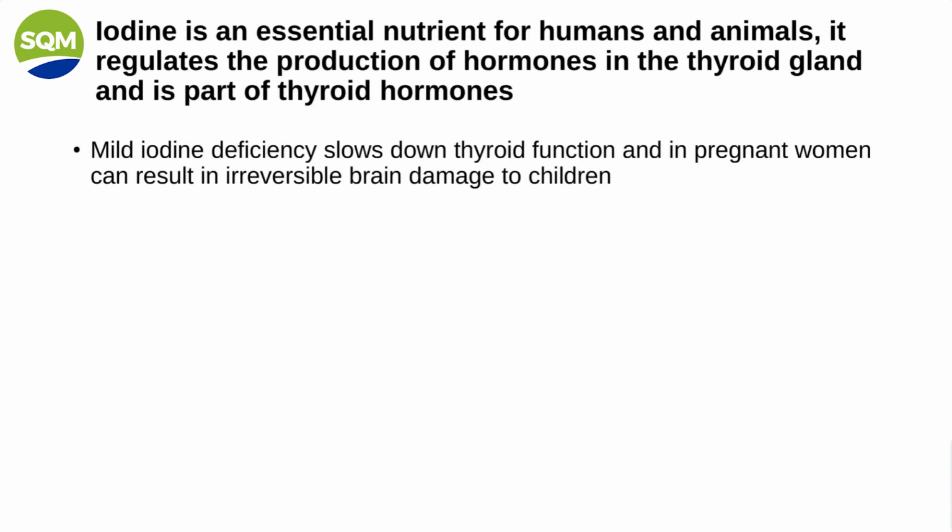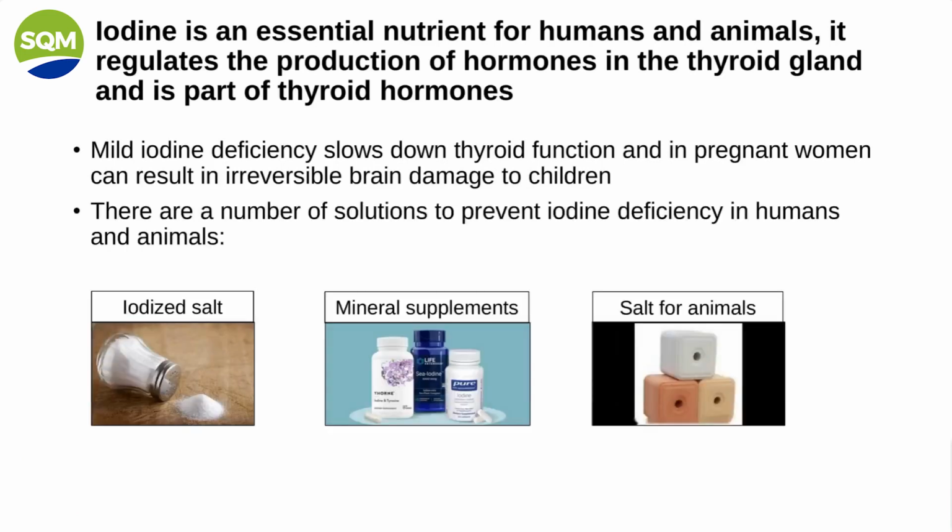So, introducing iodine. Iodine is an essential nutrient for humans and animals. It regulates the production of hormones in our thyroid glands and is part of thyroid hormones. Iodine binds covalently to tyrosine, and that makes our hormones. You can have a mild iodine deficiency, which originates from not having enough iodine in your diet, and this slows down your thyroid function. In pregnant women, it's especially dangerous because it can cause irreversible brain damage to children.